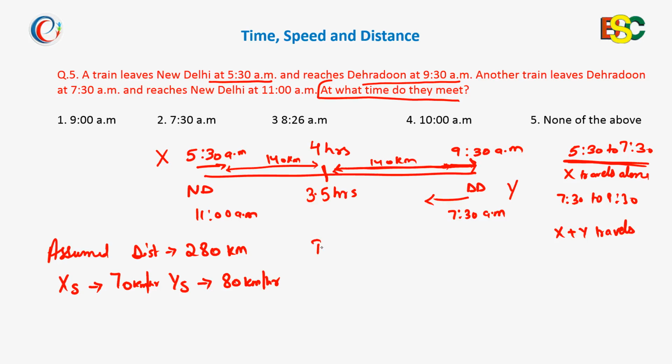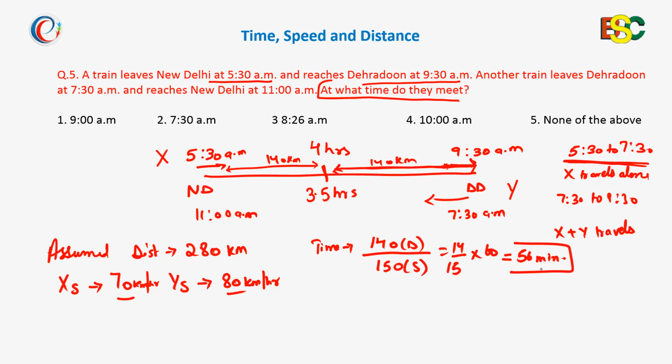Now that time will be distance upon speed. Now the distance will be 140, but the speed will be the combined speed of both X and Y, that is 70 plus 80, which is 150, and it is 14 by 15 hours. This can be converted into minutes, that is multiplied by 60, and it is 56 minutes.